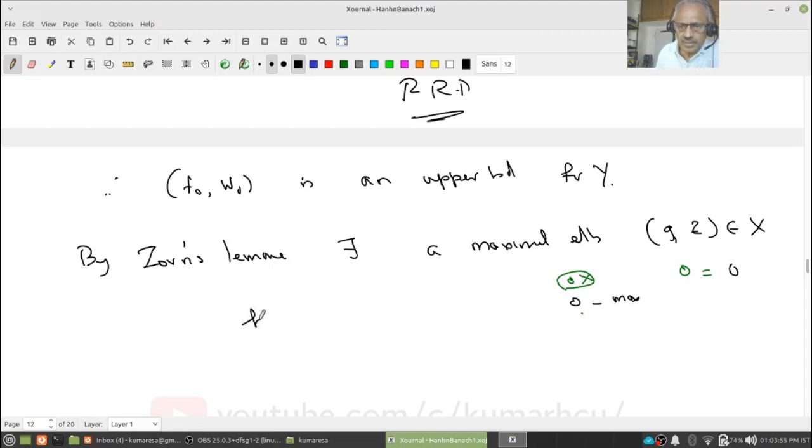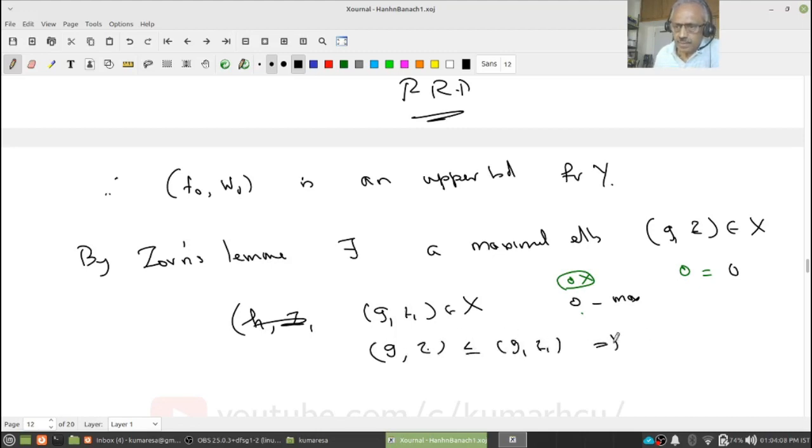In other words, if there exists some g1 z1 in x so that gz is less than or equal to g1 z1, then they are equal. Gz equals g1 z1. That is, there is nobody above me. Whereas when you say maximum, I want to say everybody is below me.